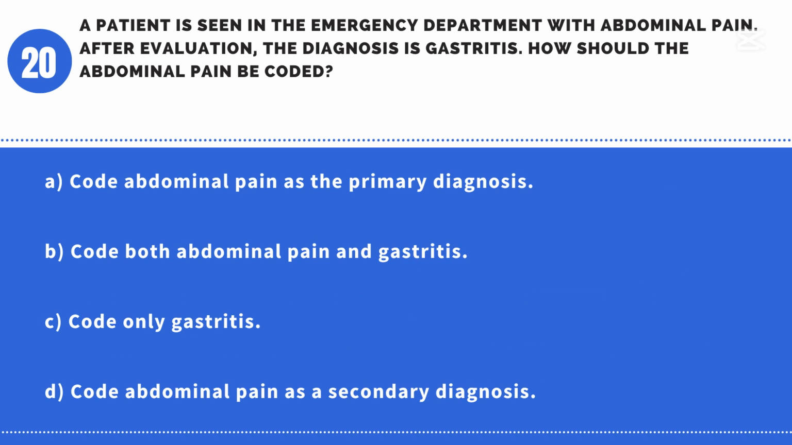Question 20. A patient is seen in the emergency department with abdominal pain. After evaluation, the diagnosis is gastritis. How should the abdominal pain be coded? A. Code abdominal pain as the primary diagnosis. B. Code both abdominal pain and gastritis. C. Code only gastritis. D. Code abdominal pain as a secondary diagnosis.